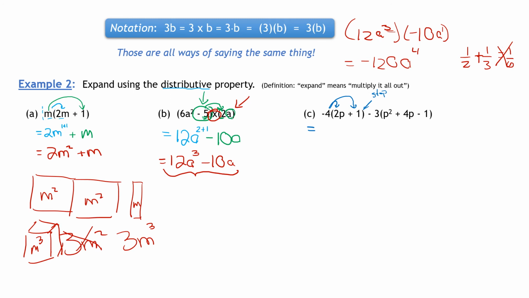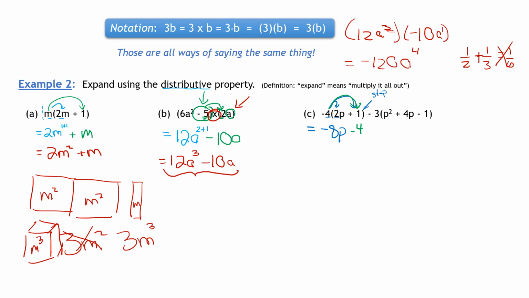So -4 times 2p. What's -4 times 2p? First of all, numbers times numbers. -4 times +2 is -8. And then I only have a single p. So that's just one p there. Now we'll go on to the next piece of that. That's the -4 times 1. -4 times 1, again, when we have a 1, it's great. We don't have to think too much. That's just going to be a -4.